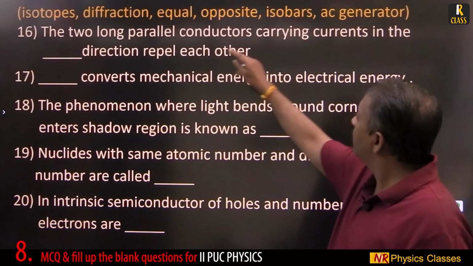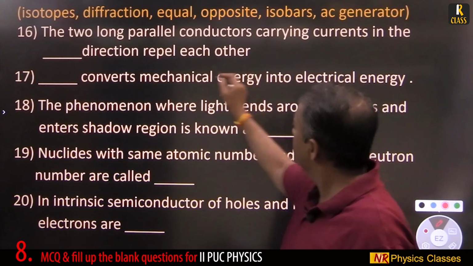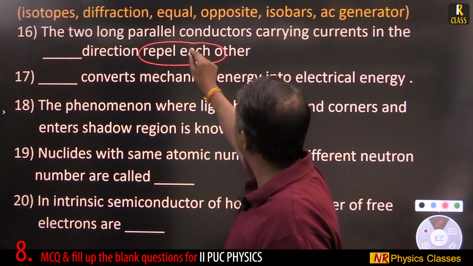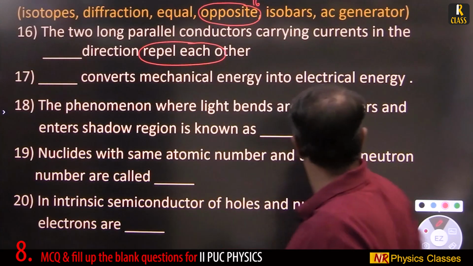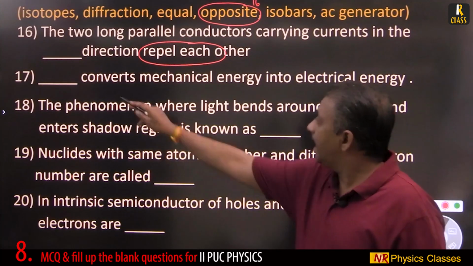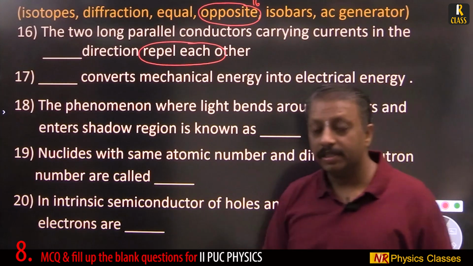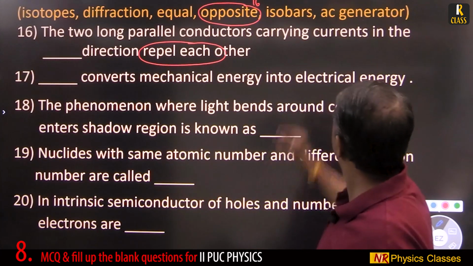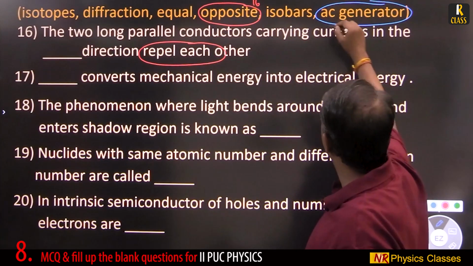Two long parallel conductors carrying currents in the dash direction repel each other. Repel means they must be opposite. Here is opposite, 16. Dash converts mechanical energy into electrical energy. Mechanical to electrical, it's a generator, AC generator. This is 17.